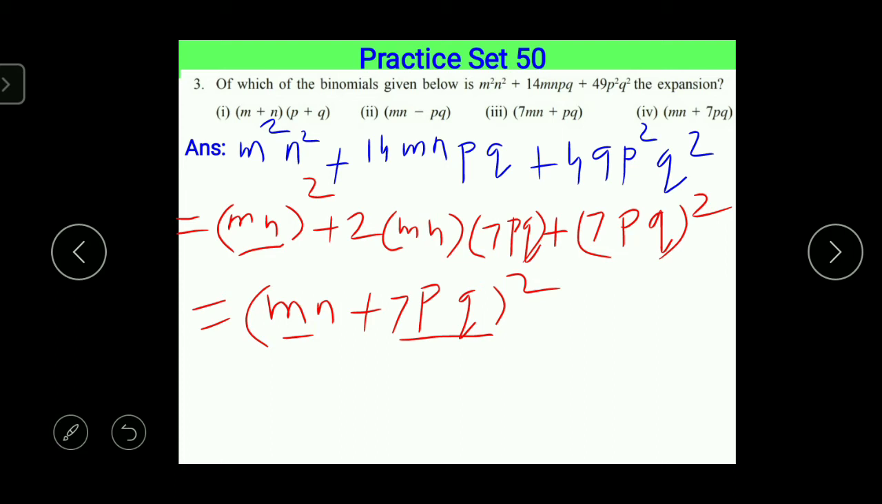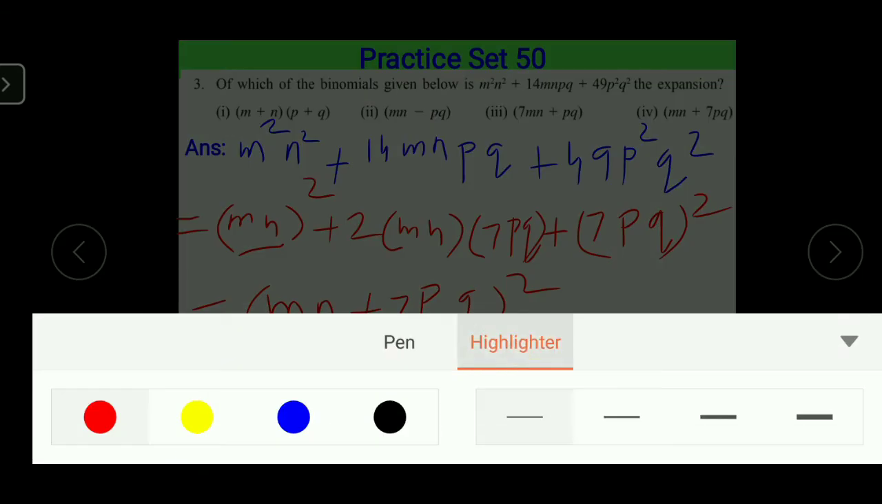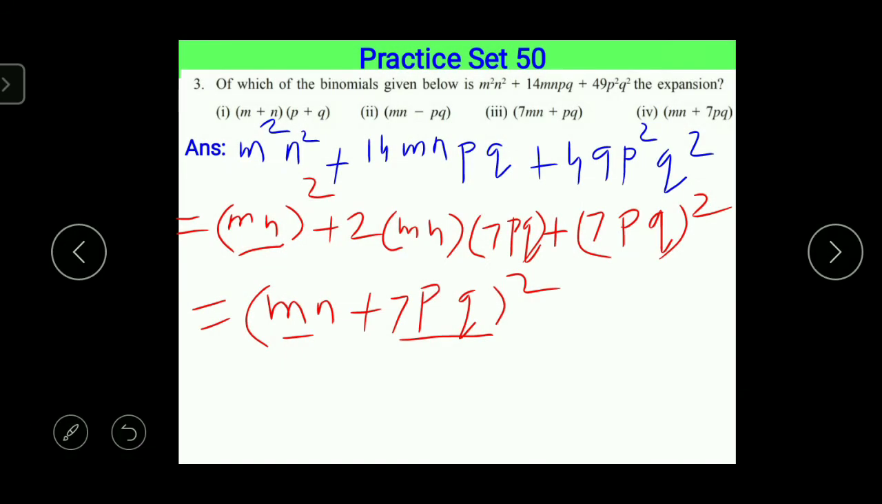I'll repeat it for you. You will be able to check it. I'll just use the highlighter now. Here, just a second, students. Now you'll pay attention. Here, students, I have written this whole expression as it is. You can see it. The whole expression is written as it is.